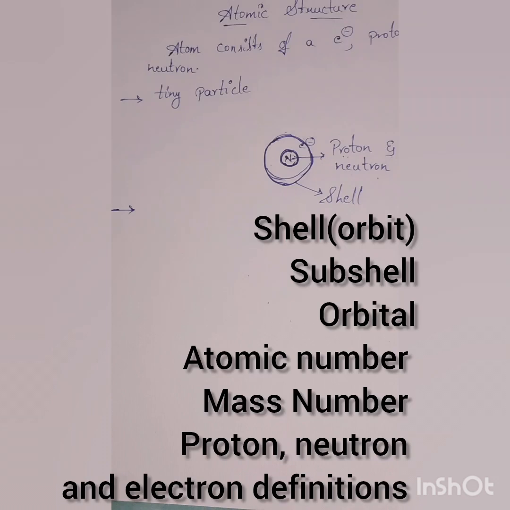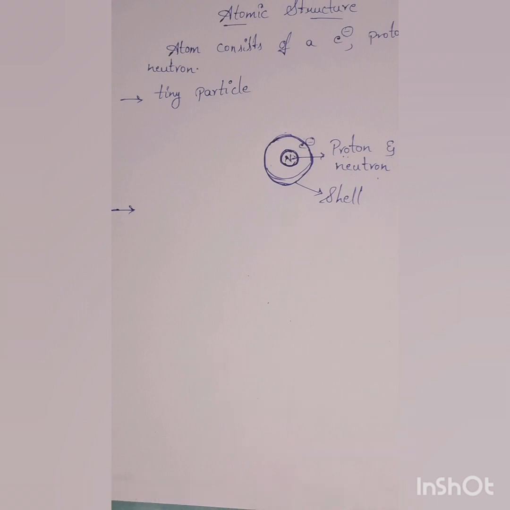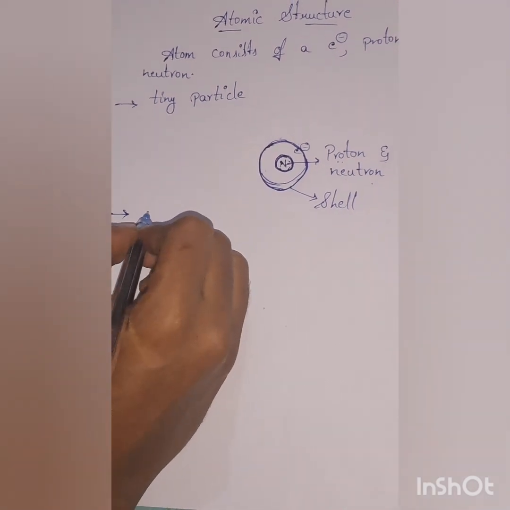In our previous video, we have seen what an atom is and what the subatomic particles are, right? In this video, I'm going to explain the atomic number and mass number definitions. Along with that, I'm also going to define shell, subshell, orbital, proton, electron, and neutron in the easiest way. So after watching this video, you will be able to define all these terms easily. Okay, children? So without any further delay, let's get into the video.